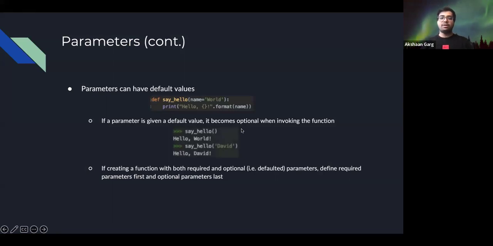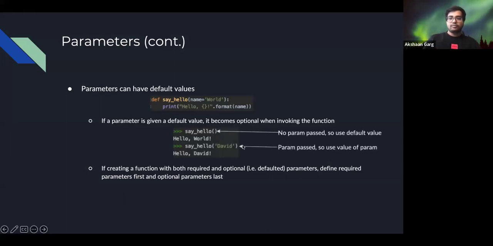So if a parameter is given a default value, it becomes optional when invoking the function. In that way, you can have a function both without arguments and with arguments in the same definition. You don't need to define it twice, right? So in this first case, we did not provide the argument in the parentheses, right? And it printed out world for us because in the above definition, we have set the default value as world. But we can still pass it an argument if we want to and override that default value of world with David in this case, right?